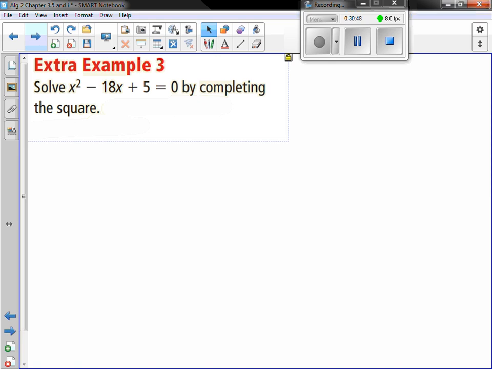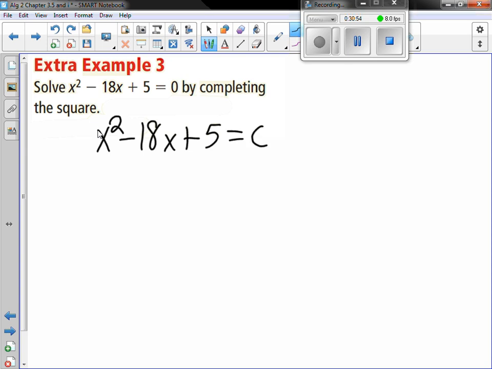We're going to look at one more today. This will be the last problem we look at.